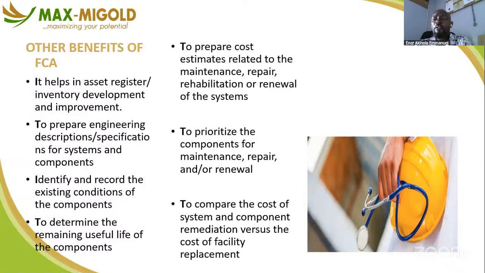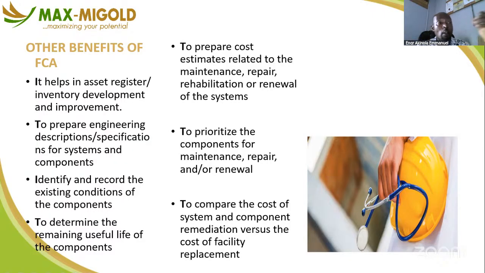Then you can also prioritize what are those things that you can give an immediate maintenance. What are those things that you can give a long-term repair mandate? What are those things that are going to go under your capital expenditure? Then to compare the cost of the system and component remediation versus the cost of facility repair replacement.